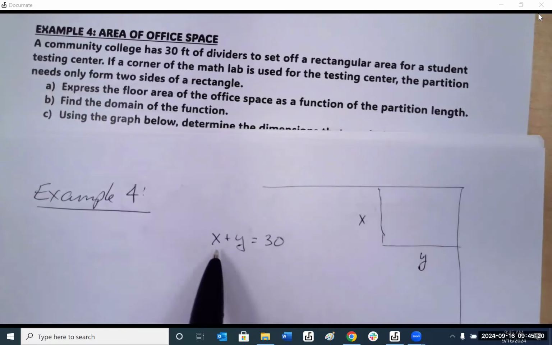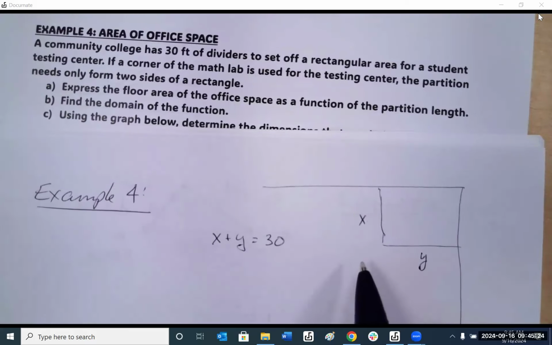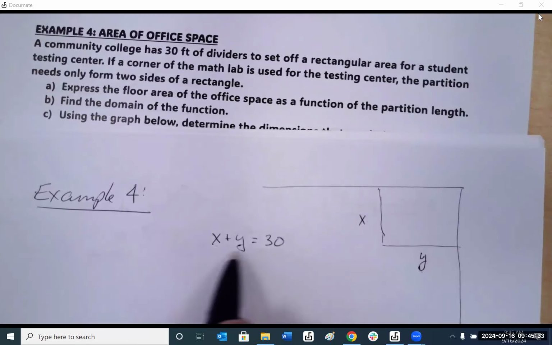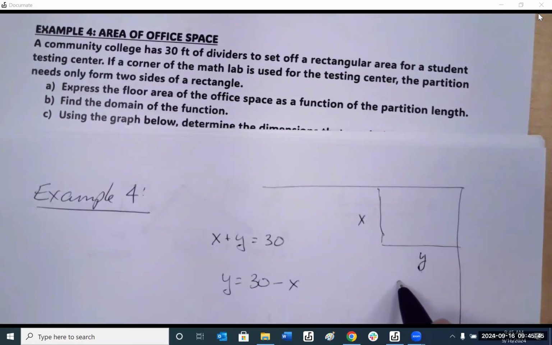Well, we have one equation with two variables. We have to get one of these variables, so that we only have one variable. So, for example, we start to solve for y. If we solve for y, what does this give us? So y equals 30 minus x.